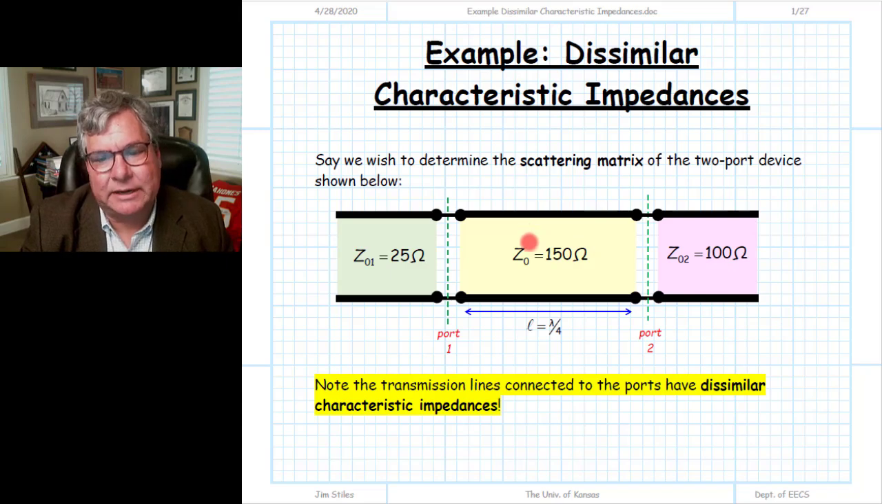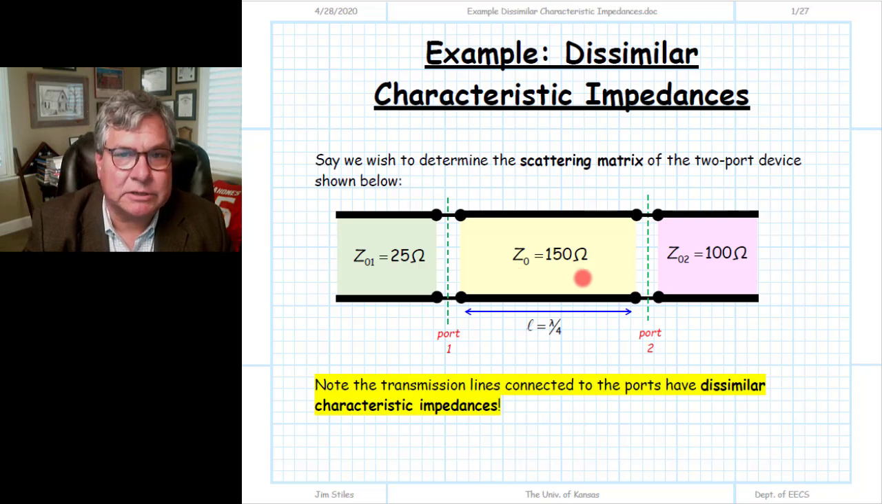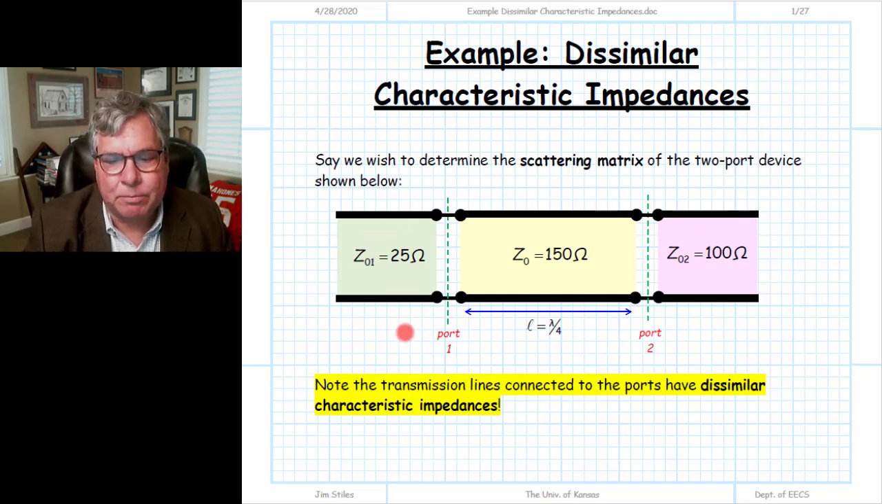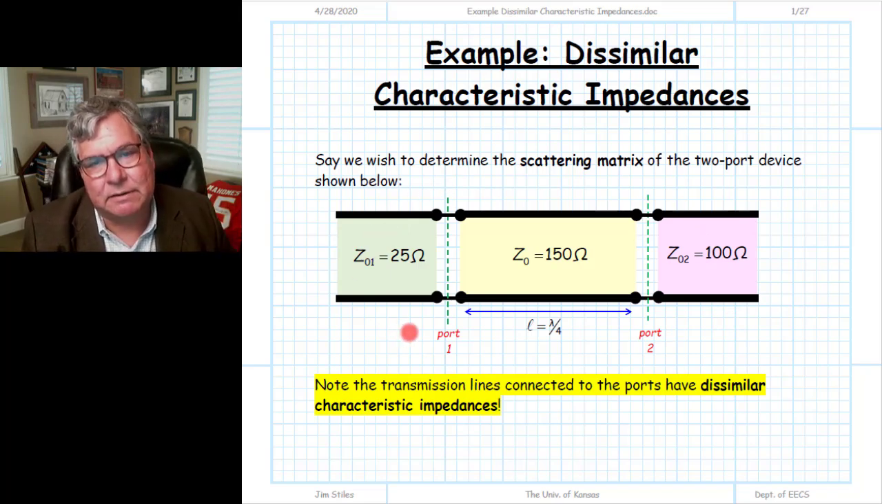Inside of the two-port device is a length of transmission line, a lambda over 4 quarter wavelength transmission line. It has a characteristic impedance of 150, which of course is different than either the 25 or the 100. And so this looks like maybe a bit of a contrived circuit that we're trying to analyze for scattering parameters, but this is a kind of structure that we frequently see in useful microwave circuits, things like multi-section matching transformers, for example. So I want to demonstrate with an example how we would approach a circuit of this type.